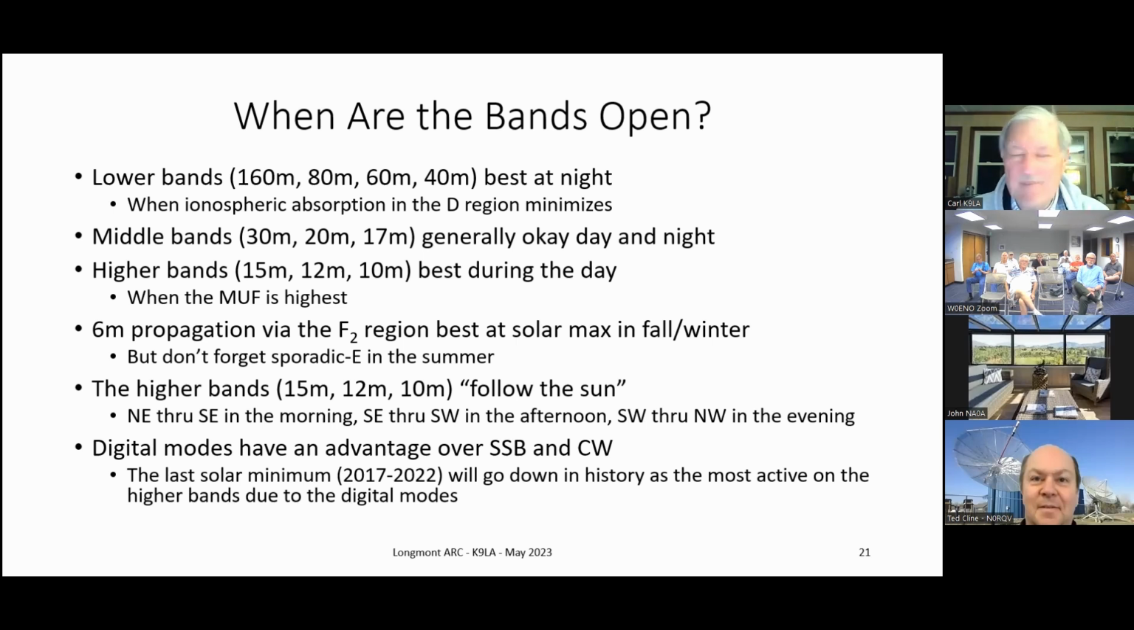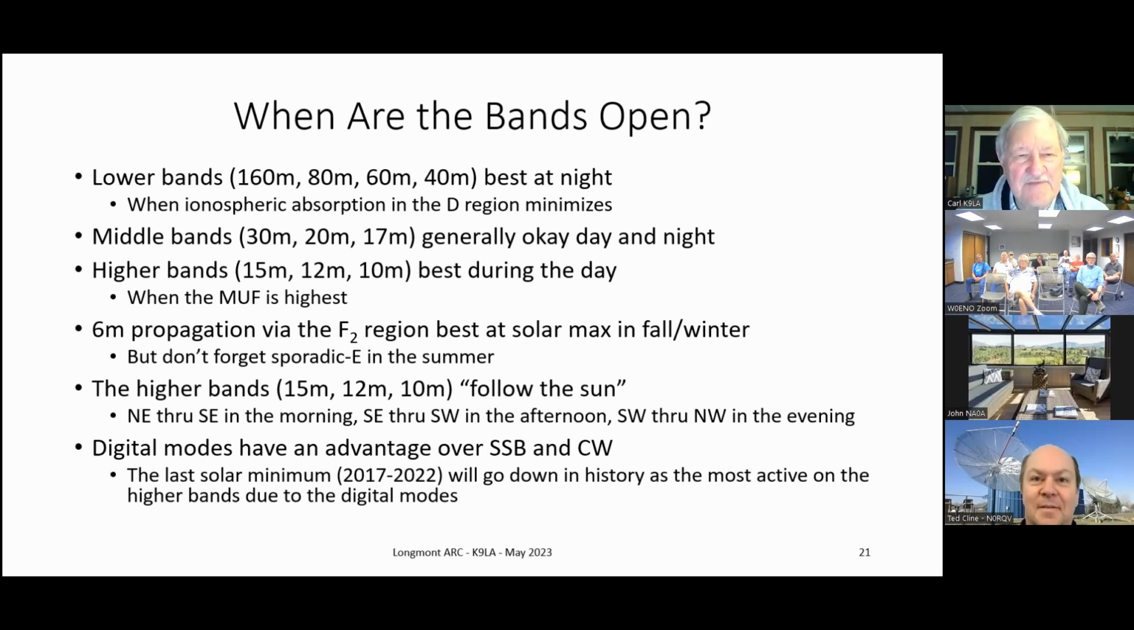6 meter propagation via the F2 region is best at solar max in fall and winter. So we're going to have to wait till this coming fall and winter to probably see a much better chance of 6 meter propagation via the F2 region. But don't forget sporadic E in the summer. We'll probably have lots of that.